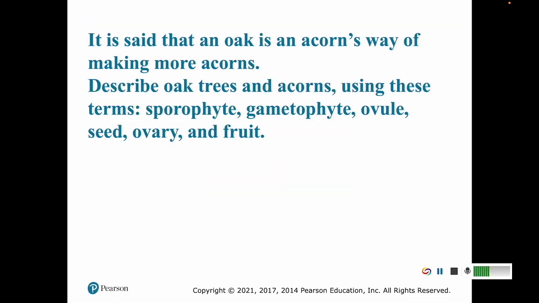Okay, so your textbook says, I've never heard anyone else say, but your textbook says that it's been said that an oak is an acorn's way of making more acorns. So describe oak trees and acorns using these terms: sporophyte, gametophyte, ovule, seed, ovary, and fruit. Okay, those are all vocabulary words that at this point you should be comfortable with. So go through and describe those in terms of those structures.